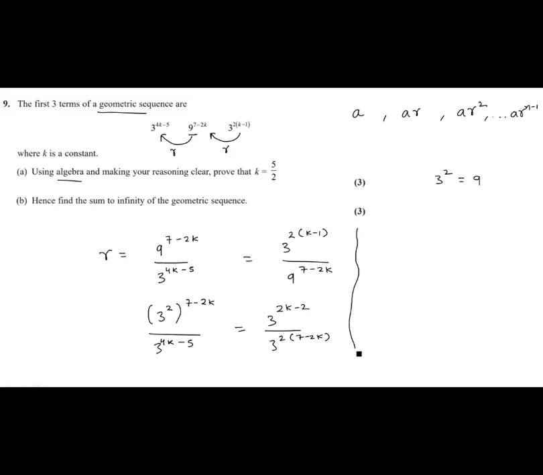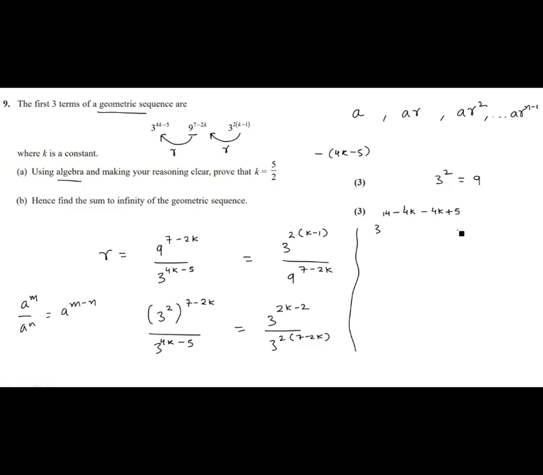So I'll write it down here. So this becomes 3 to the power 7 times 2 is 14 minus 2 times 2 is 4k. I've just expanded the bracket. And then a to the power m divided by a to the power n, we subtract the powers. So we just do 14 minus 4k minus this thing, 4k minus 5. So when I open the bracket, 4k becomes minus 4k, and minus minus becomes plus 5.